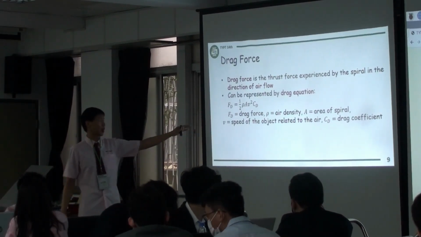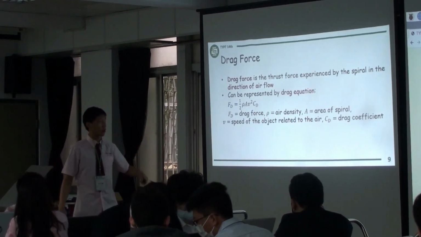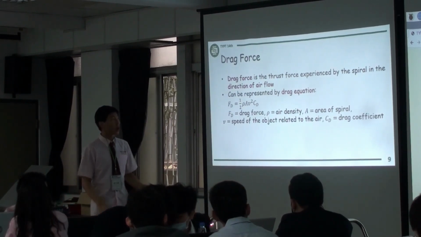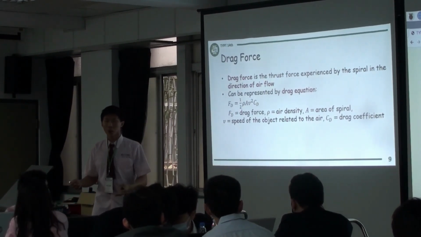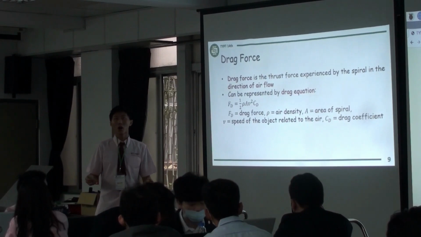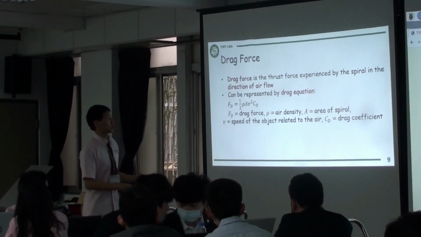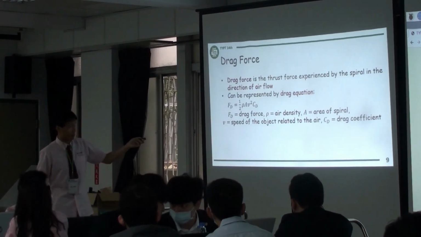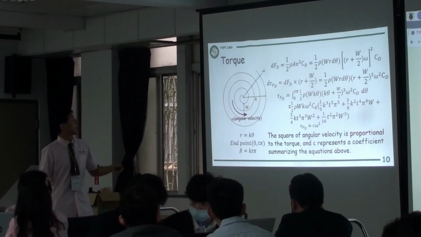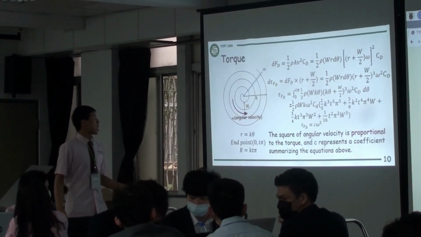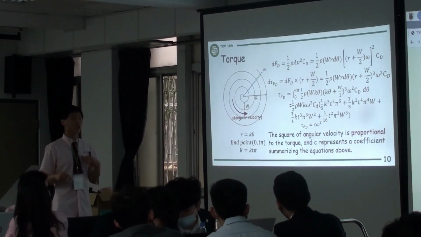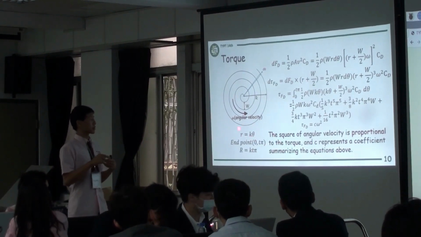which will vary if we have different shapes of spiral, different length, and different width, which we will talk about in our parameters. Okay, so the torque. Here we did our experiments using r equals kθ.